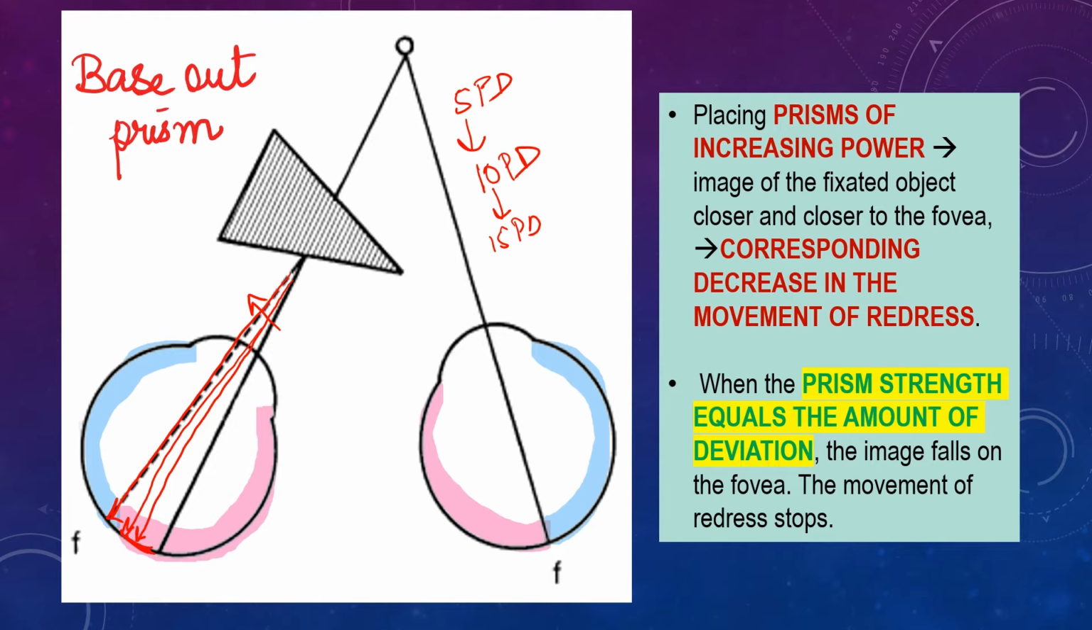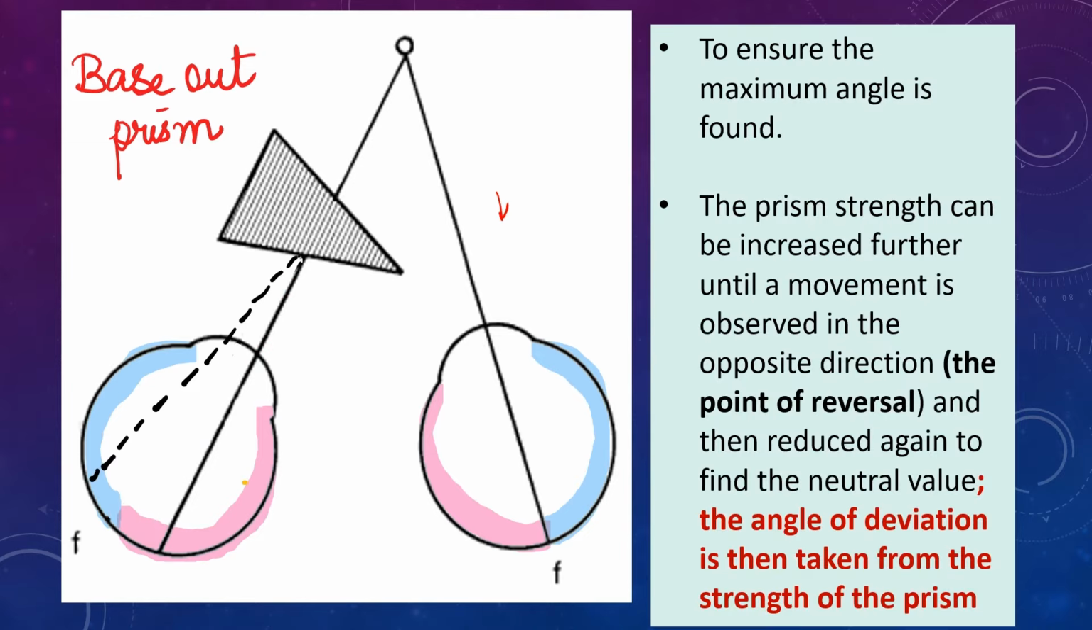So I hope that you understood this concept of the prism cover test. So you're going to place the prisms of increasing power in front of the deviating eye and check for the movement of the redressal, and that movement of redressal is going to decrease as you keep on increasing the power, and at one particular point the movement is going to totally stop, and that is a point where the prism strength is equal to the amount of deviation.